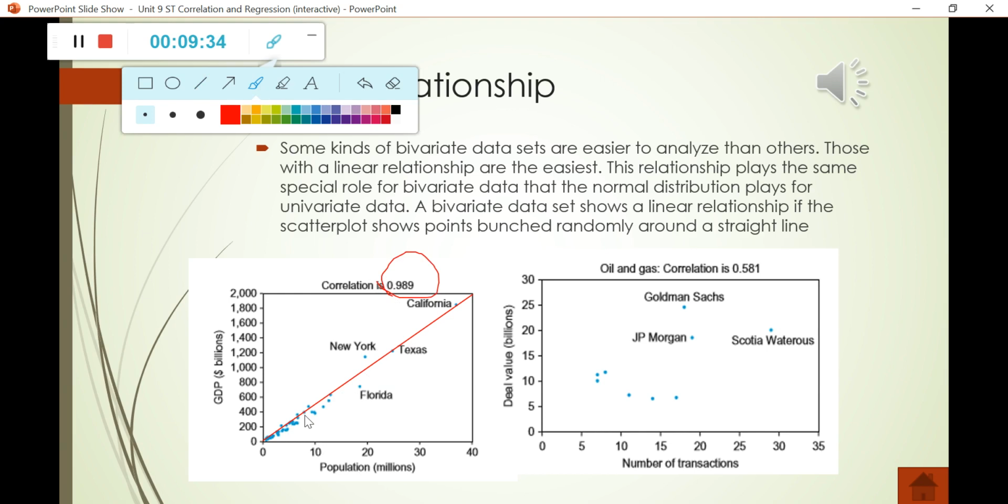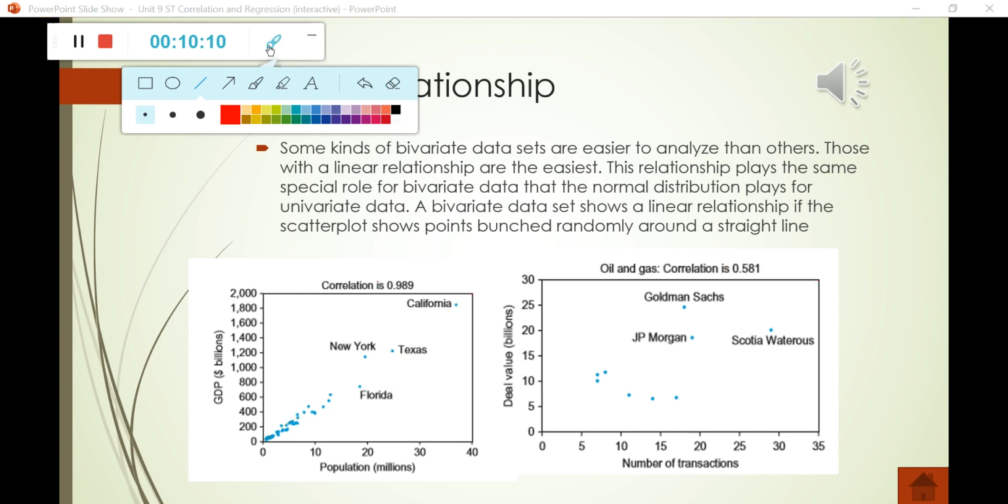We have some values that are a little bit outside, like Florida and New York, but that's nothing to worry much about. But if we look at the other one here, the oil and gas correlation in this linear relationship is very low. It's about 0.58 or 0.6, which is not that strong. If we draw the same line again, we can see that the values start to be farther away from the line, meaning the correlation is weaker. This is the easiest way to spot a linear relationship.